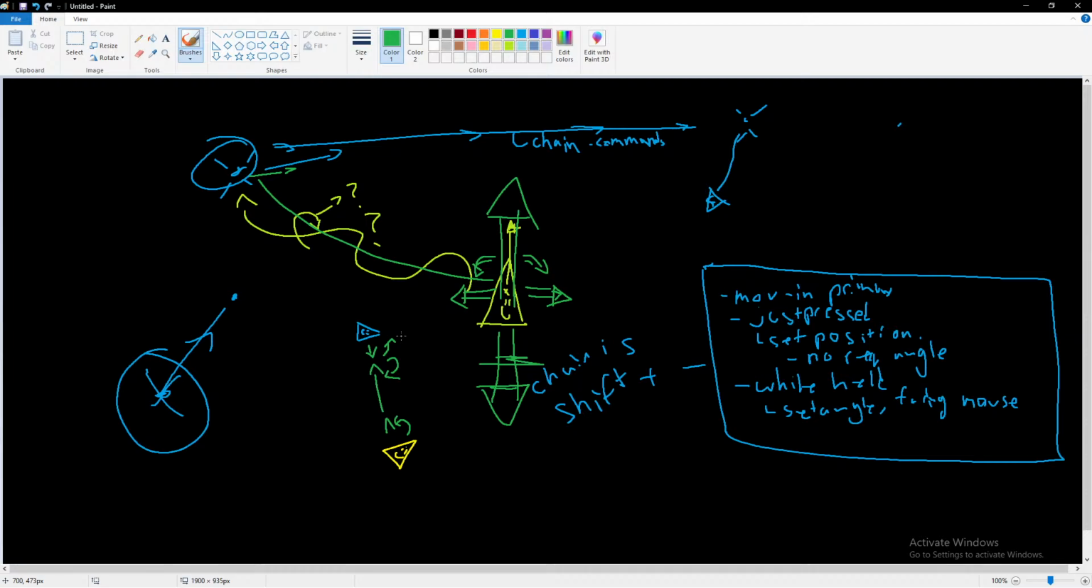But why not just strafe? Our other alternative is, well, we can just strafe sideways and just keep facing that direction. And I don't know which one's better and how we want to do it.